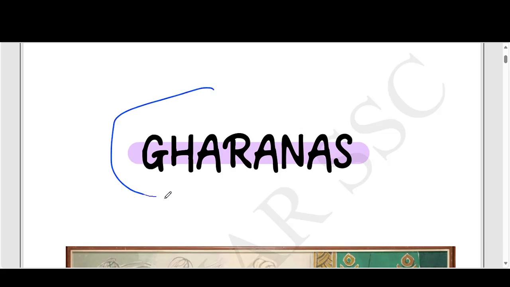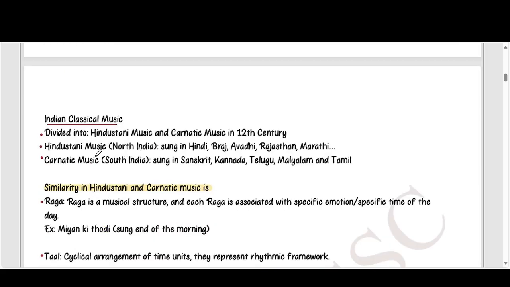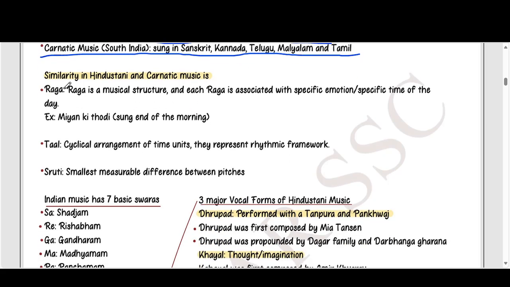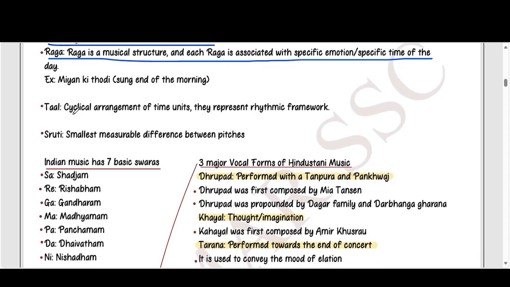Moving on to the next topic: Gharanas. Indian classical music was divided into Hindustani music and Carnatic music in the 12th century. Hindustani music is from North India and is sung in Hindi, Braj, Awadhi, Rajasthani and Marathi. Carnatic music is from South India and is sung in Sanskrit, Kannada, Telugu, Malayalam and Tamil. Similarity in Hindustani and Carnatic music: raga is the musical structure. Each raga has a specific emotion and a specific time of day.